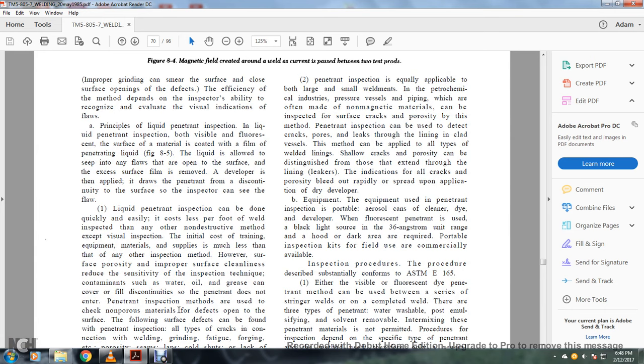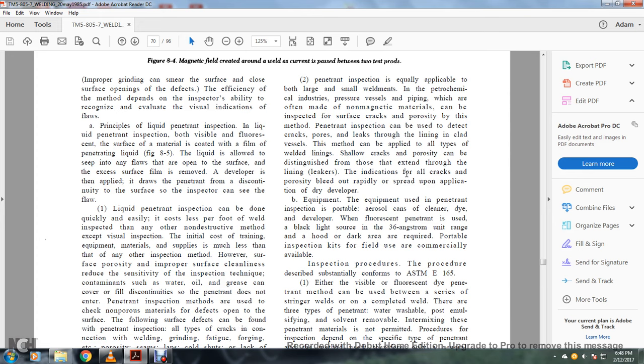weldments. In petrochemical industries, pressure vessel piping, which is often made of non-metallic materials, can be inspected for surface cracks and porosity. By these methods, penetrant inspection can be used to detect cracks, pores, and leaks through the lining in the clad of the vessel. The method can be applied to all types of welded lining. Shallow cracks or porosity can be distinguished from those extending through the lining as leakers.